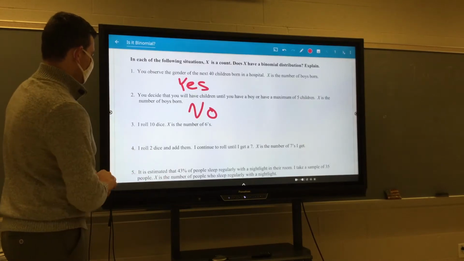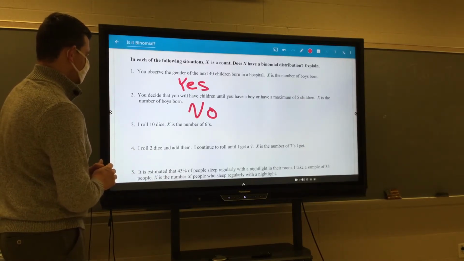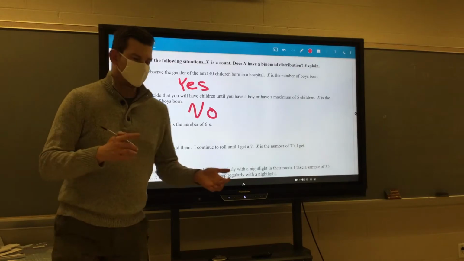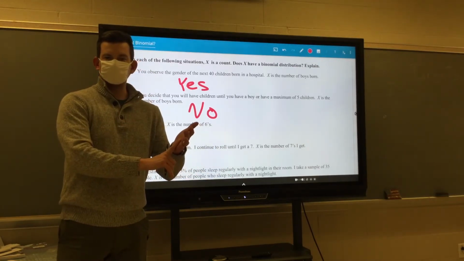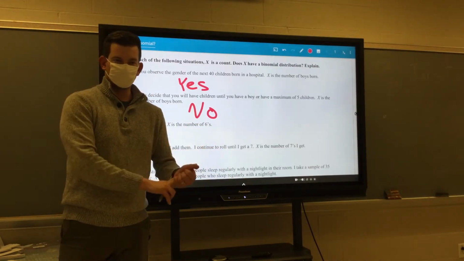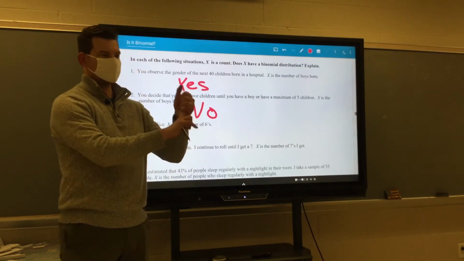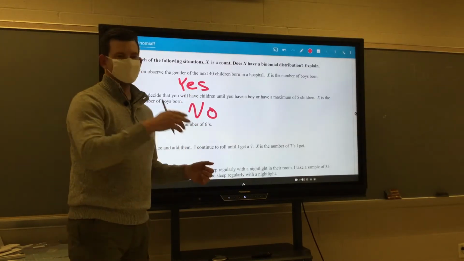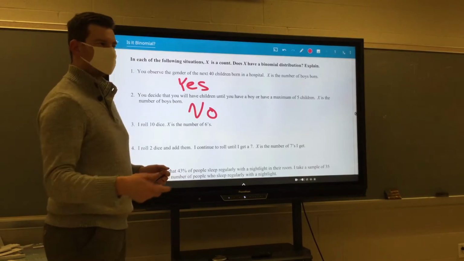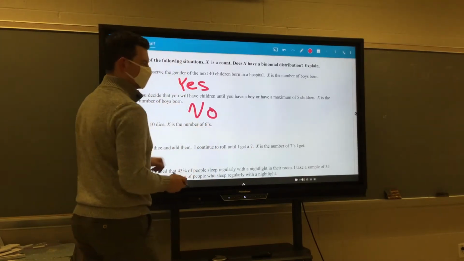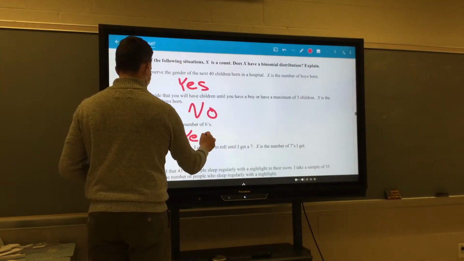Number 3, I rolled 10 dice. X is the number of 6s. All right, success is a 6, failure is anything else. Rolling the dice 10 times, so fixed number of observations. Yes, we have independence on dice rolls. Fixed probability of success, 1/6. So yes, this would be binomial.